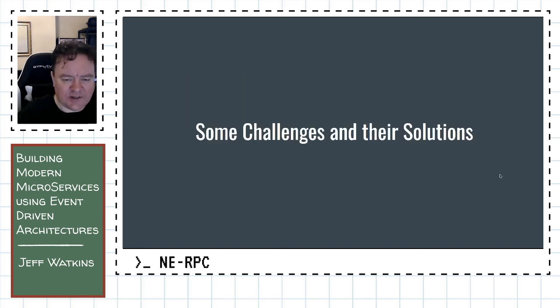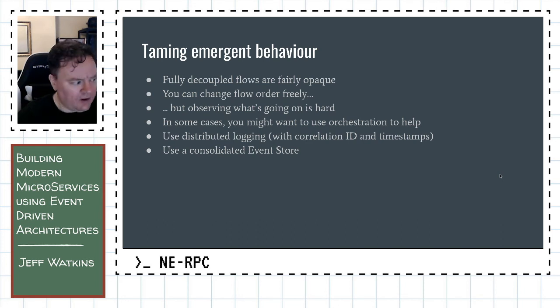So, some of the challenges. One of the things is if you've got a fully decoupled system, figuring out what the heck's going on can be fairly opaque. Because publishers and subscribers to events can change freely, you can plug new consumers in, and plug new publishers in. Actually, it can be very difficult to figure out what's going on.